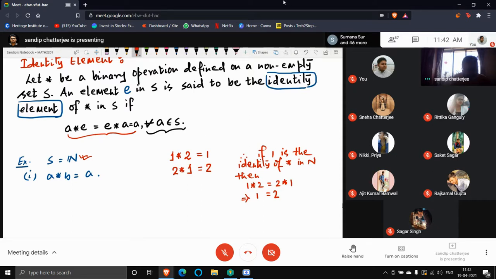Can it happen? No, sir. It is a clear contradiction, correct or not? Yes. Similarly, you pick up any other natural number and claim it as identity, you will land up in this kind of a situation, right or not? Right, sir. So what is our conclusion? The conclusion is this binary operation does not possess any identity element. Am I right or not?